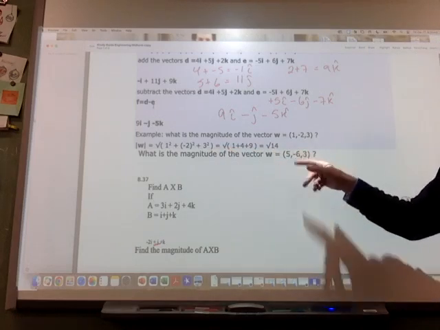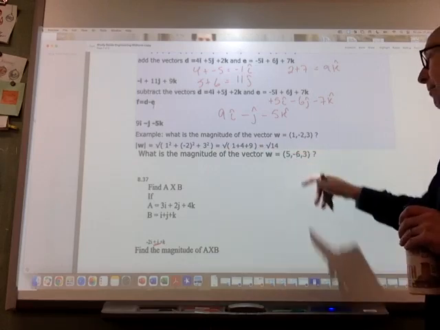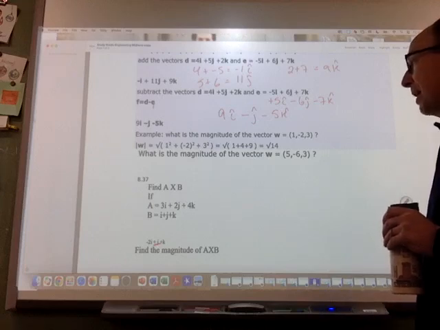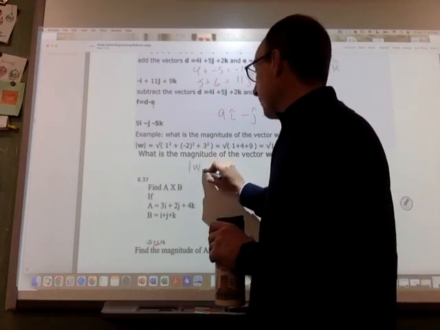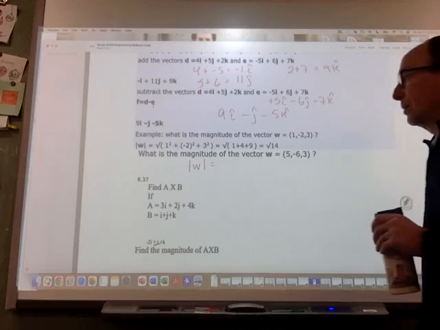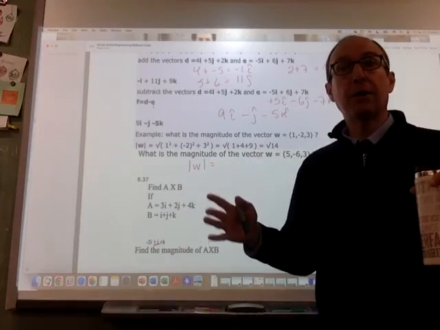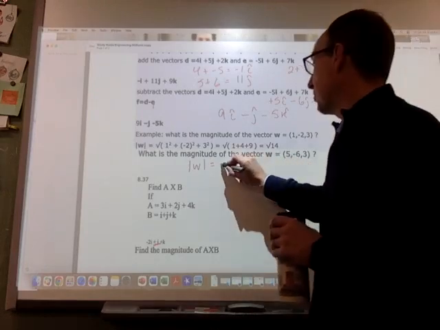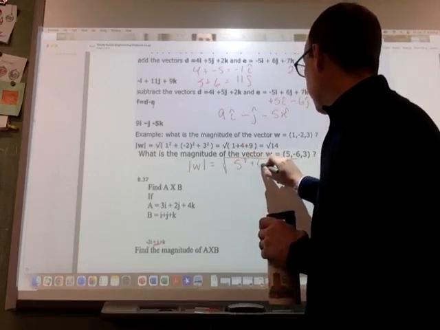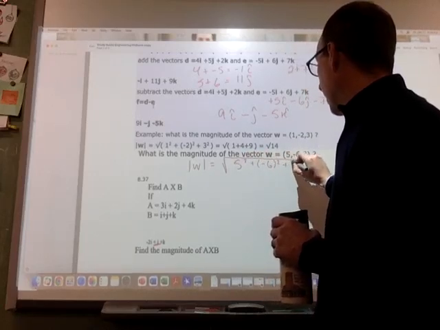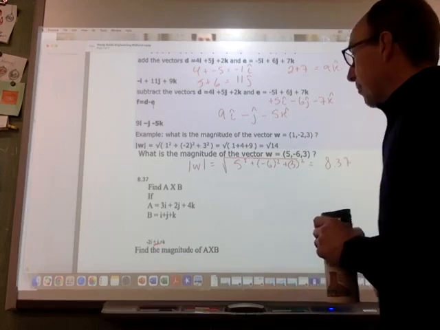So our example here, again in our coordinate form, we have 5 comma negative 6 comma 3. If I want to find the magnitude of this, which we write with the absolute value bars, which just tells us we're looking for the length of the vector, it is going to be the square root of 5 squared plus negative 6 squared plus 3 squared, which ends up being 8.37.